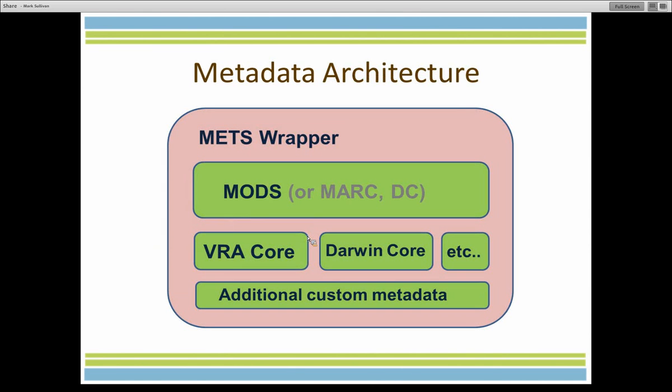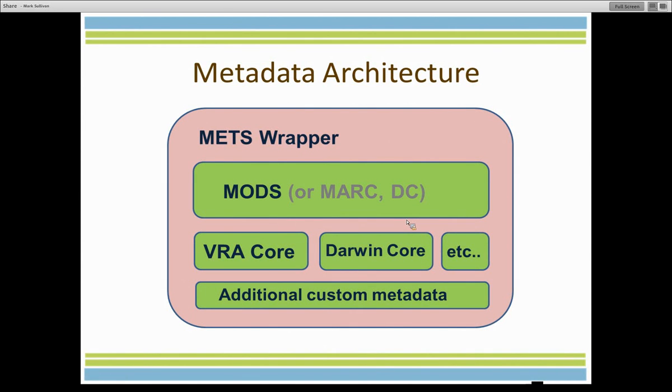This is the basic architecture of any digital resource within a SobekCM repository. Every item within a SobekCM repository is wrapped in a METS wrapper. This is an XML standard, just a wrapper that goes around every other piece of information about that digital resource. And then we have a large, major, bulky section here of all the bibliographic data, or the descriptive metadata about that item.